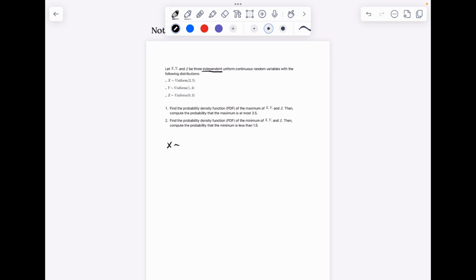So with X, I'm going to say it's uniform from 2 to 5. And then we know that the probability function for X is, very generically, 1 over B minus A, which means that we have 1 over 5 minus 2, or 1/3. Same thing for Y, uniform on the interval 1 to 4. The probability of Y is going to be 1 over 4 minus 1, which gives us, again, 1/3.